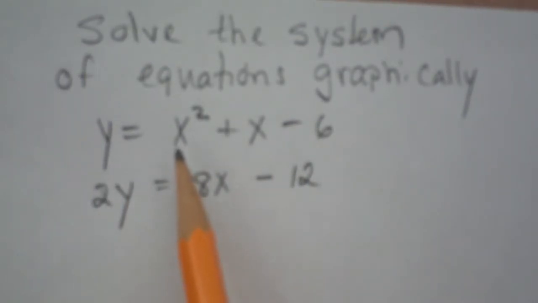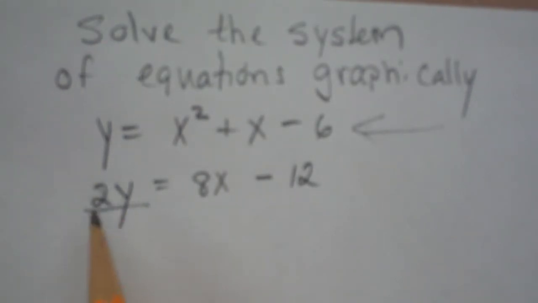First of all, we have y equals x squared plus x minus 6, and we have 2y equals 8x minus 12. This one is ready to go. That's a quadratic equation. We can type it in the calculator and get the points to plot the graph. This one here is not ready to go. We can't graph this until we have solved for y.